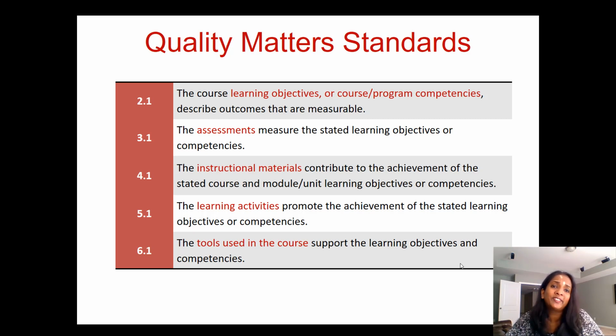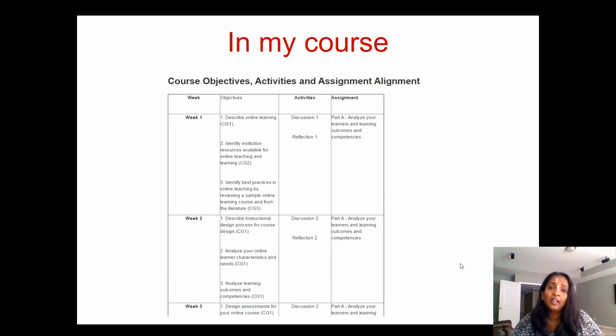So it shows the alignment, the 2.1, 3.1, 4.1, 5.1, and 6.1, and these are essential standards. This is the importance of instructional design and alignment. And it's nice to have a map, so students can see the alignment: the objectives, what activities are done to achieve that objective, and what type of assignment is done. Again, this is from a different course.